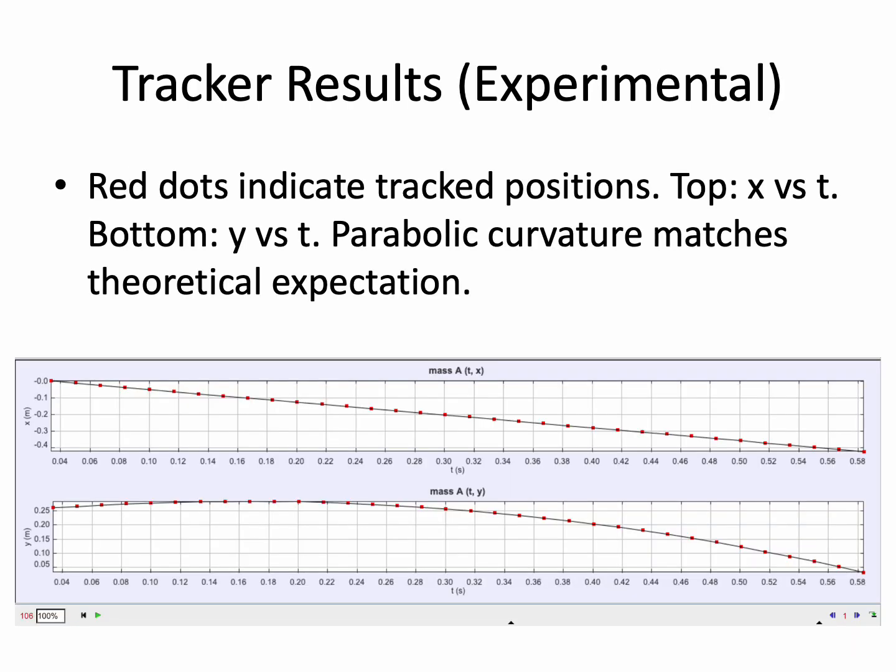Here are the tracker results. The red dot shows the measured x and y position over time. The x versus t curve is not perfectly linear, which indicates drag is slightly slowing the ball down. The y versus t curve shows the parabolic descent, matching the theoretical models expected.